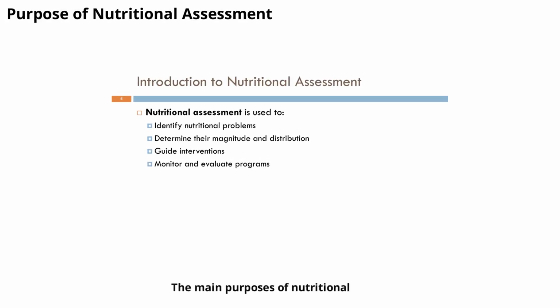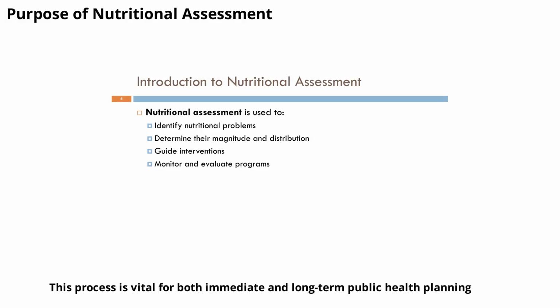The main purposes of nutritional assessment are to identify nutritional problems, determine their magnitude and distribution, guide interventions, and monitor or evaluate nutrition programs. By systematically assessing populations, public health professionals can prioritize resources and design targeted strategies to improve health outcomes. This process is vital for both immediate and long-term public health planning.